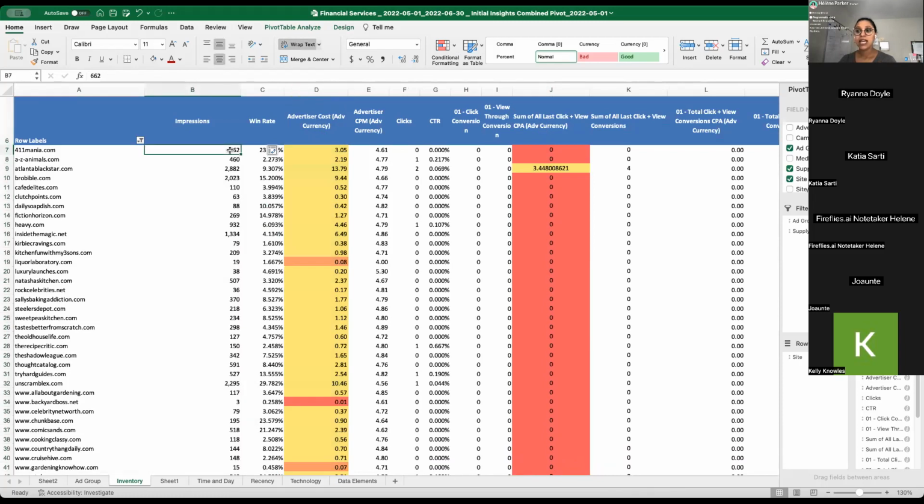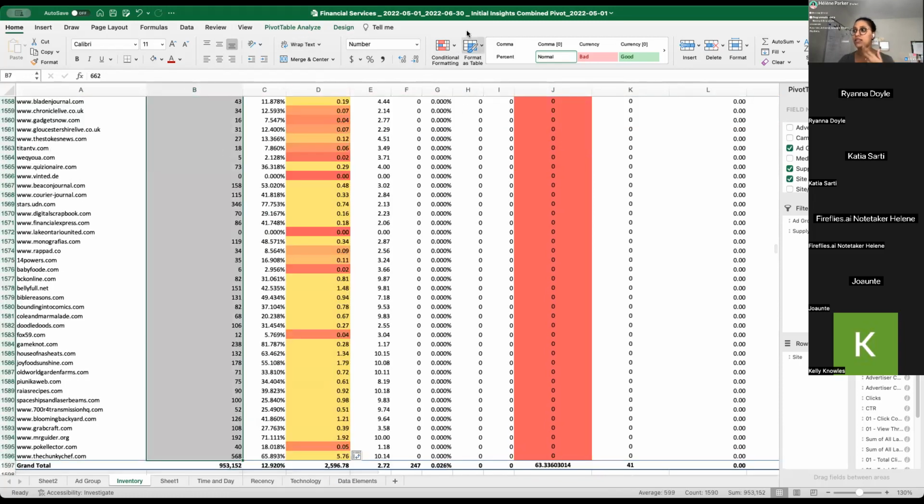Cost is one of them. Impression is one of them. Why? Because I want to see how much reach we had to get to those numbers, if that makes sense. Oops, I selected the wrong one.